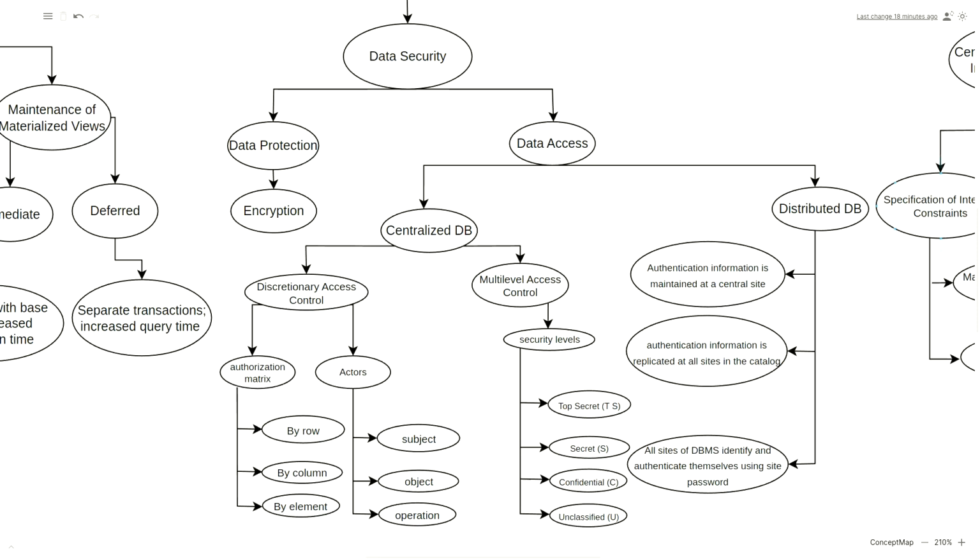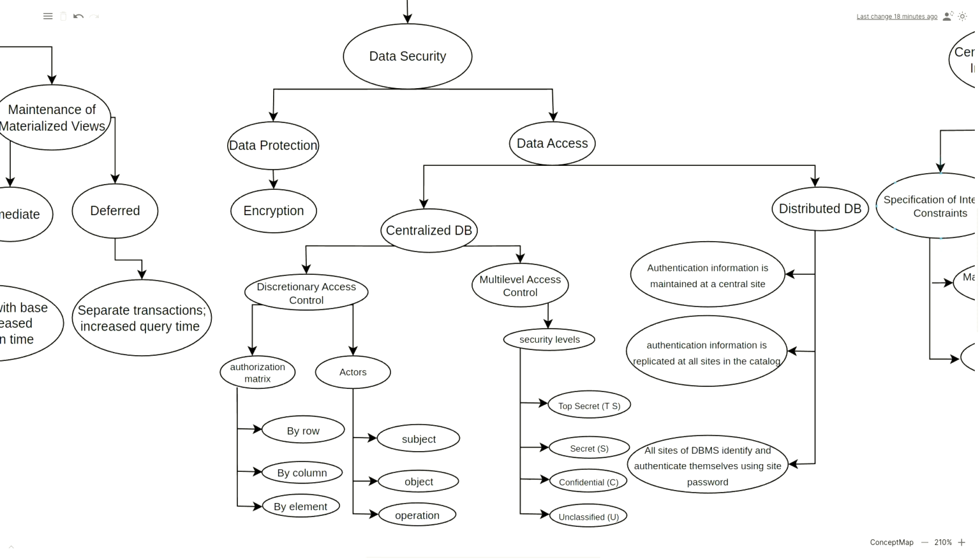Data access in a centralized database system is maintained in two ways, which is discretionary access control and multi-level access control. In the discretionary access control, there are three main actors, which are subject, object, and operation. Subject is the user, operation is the SQL statement like select and update, and object is the data. This information is stored in something called the authorization matrix.